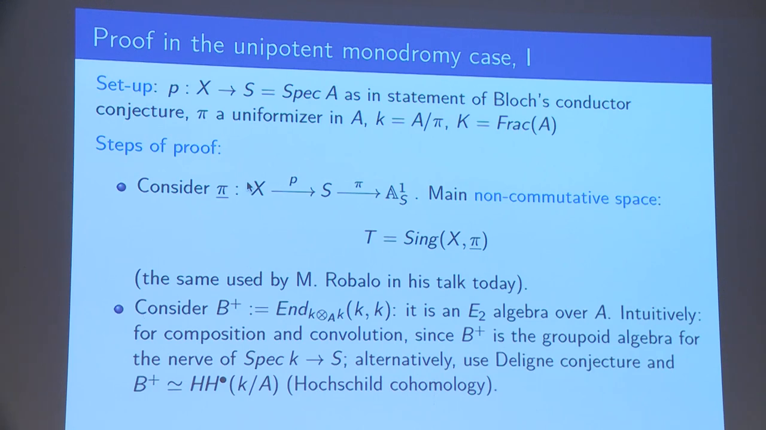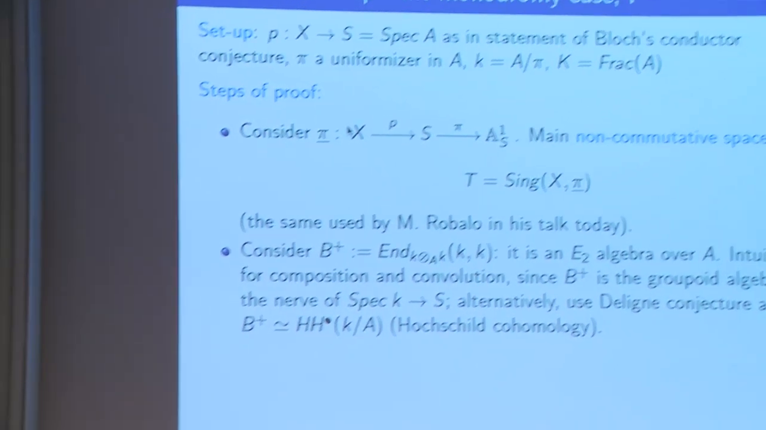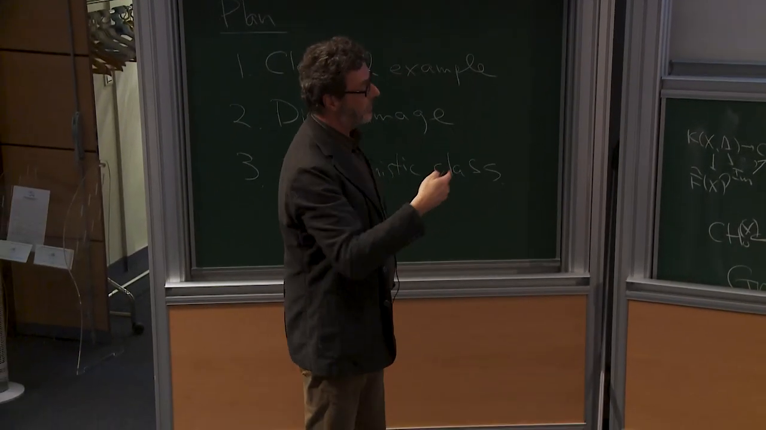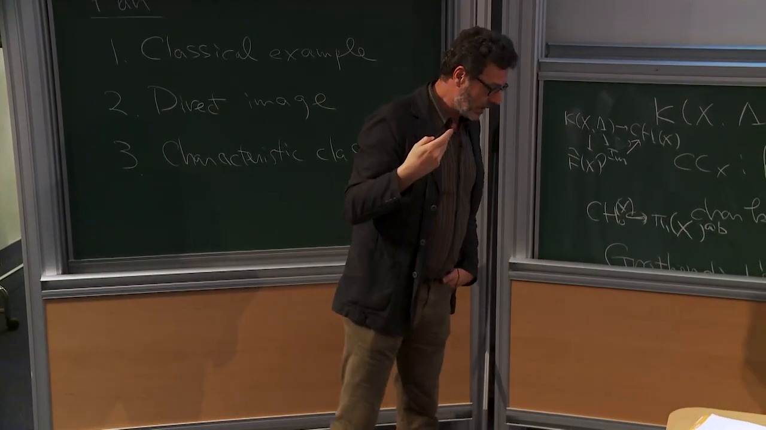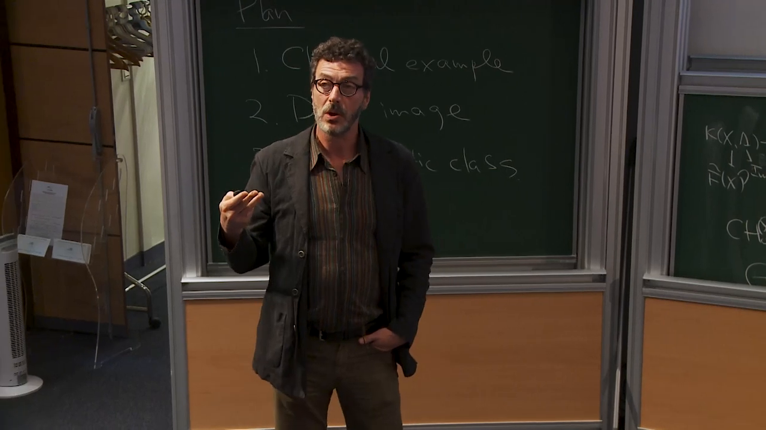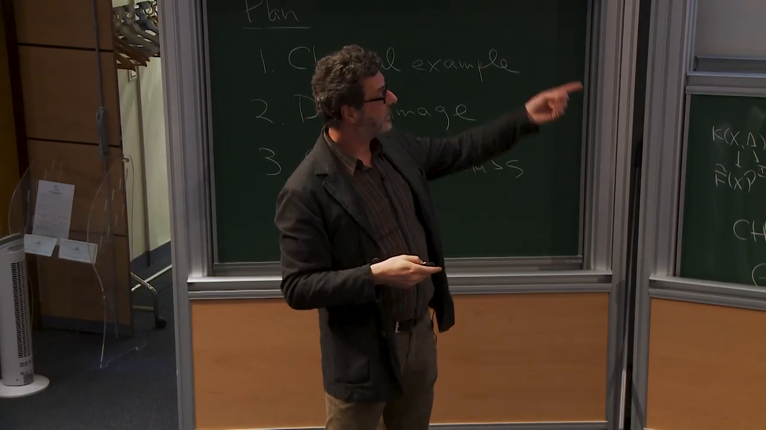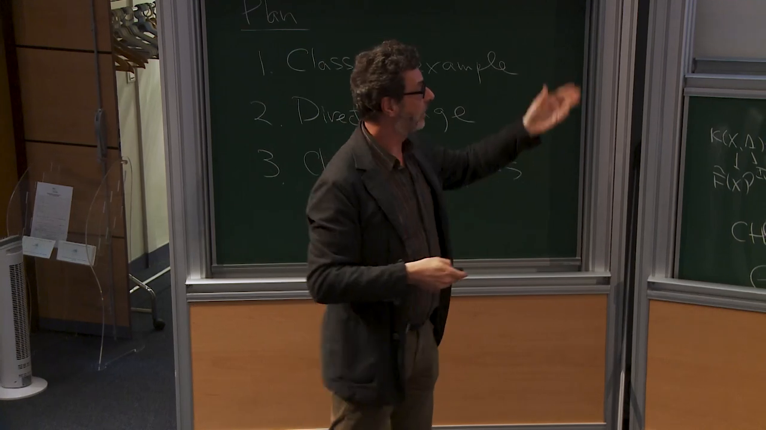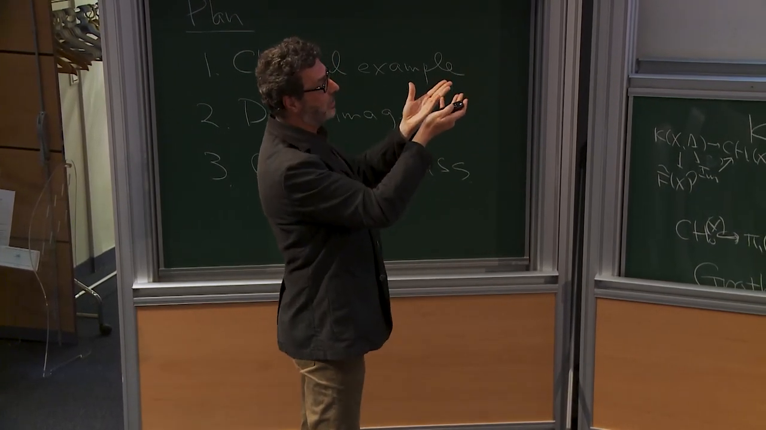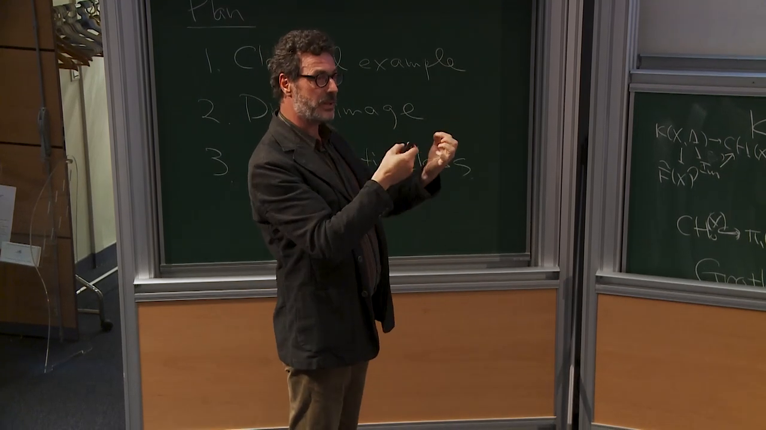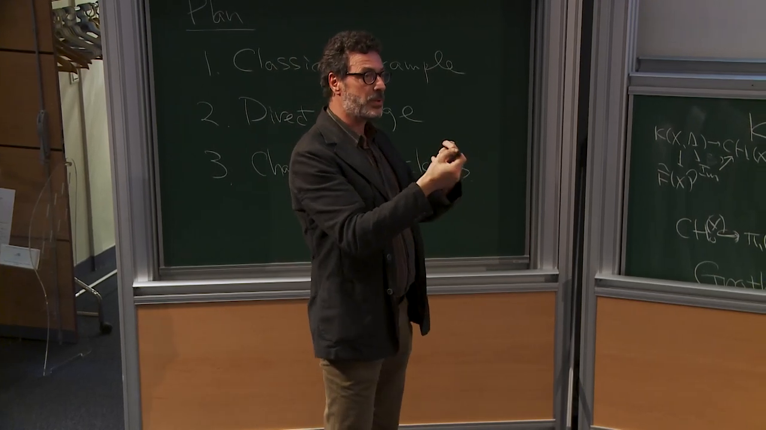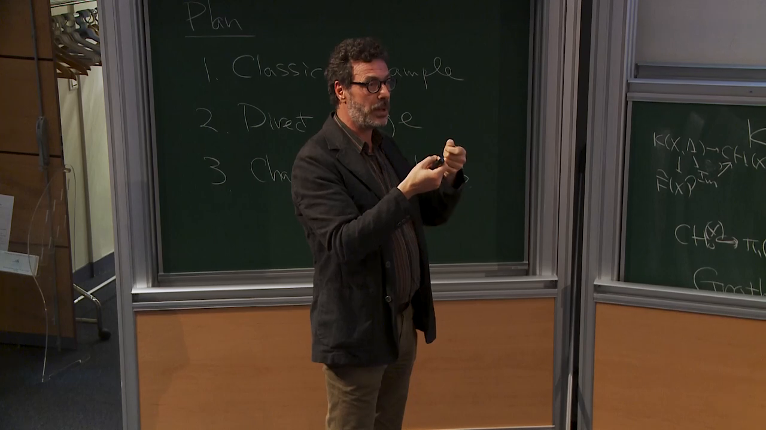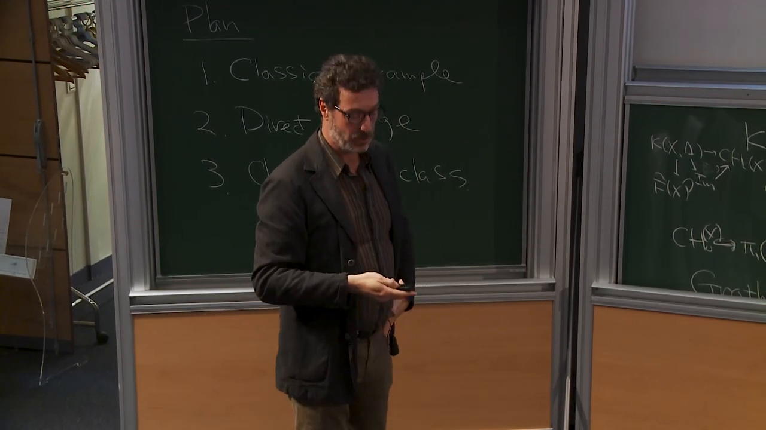What is the Deligne conjecture? If you look at the definition, B plus is the endomorphism of k tensor over A of k. This is by definition the Hochschild homology of k over A. The Deligne conjecture tells you that if you have an E_n algebra and take Hochschild cohomology, then this is E_{n+1}. In this case, you take something which is E1 and you get an E2 algebra. Another way to see it: it's clear here, because it's endomorphisms, so there is a composition, but it's also a groupoid algebra, so you can multiply. So you have two operations, and these two operations are compatible. This is why it's an E2 algebra.